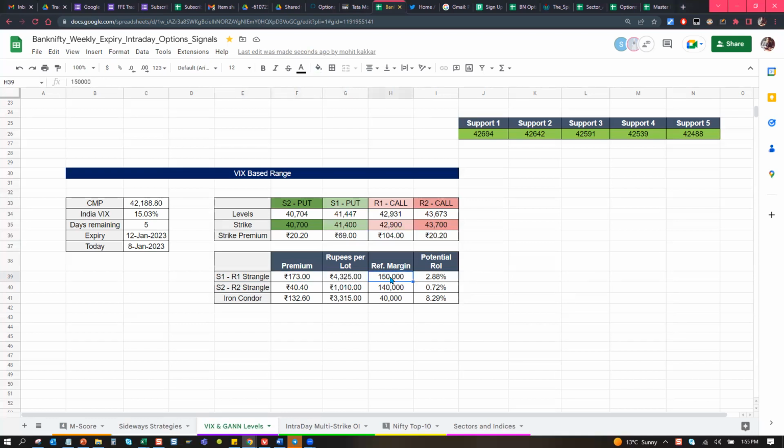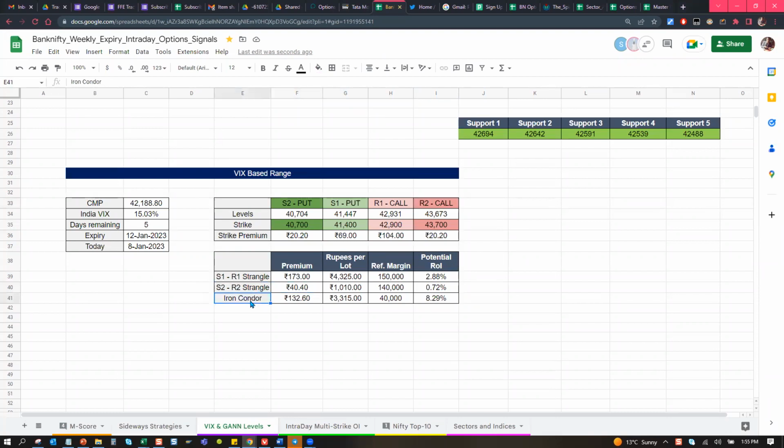And margin, reference margin in strangle, I have roughly taken 1.5 lakhs. So this premium, this 173 rupees into 25 is 4,000 something rupees. Okay, 4,000 divided by the margin is potentially 2.88 return if Bank Nifty will not make violent moves and needs no adjustment. Potential ROI इतना है. बड़ा रेंज चाहिए आपको, you move to R2 S2 level, right? Same thing is also available for that.